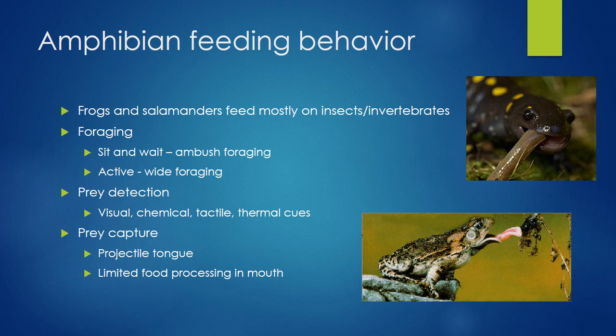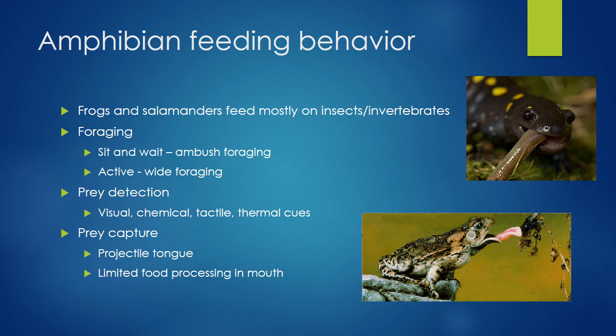But active foraging, depending on the abundance of prey, could be more fruitful, right? You might not be able to just sit there and wait for prey to come. Sometimes you have to actually go and look for it. Prey detection can occur in different ways: visual, chemical, tactile, so by feeling, and thermal, like temperature cues. Mostly visual and chemical is what's used, and generally for the sit and wait ambush foraging, visual detection comes more into play, and for the active or wide foraging, that's when the chemical detection comes more into play.